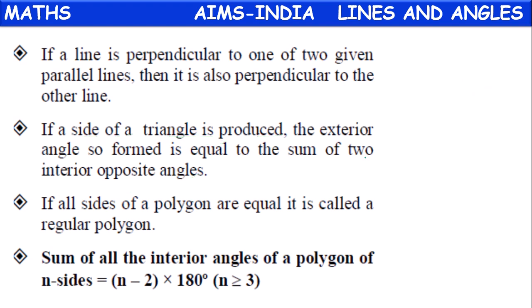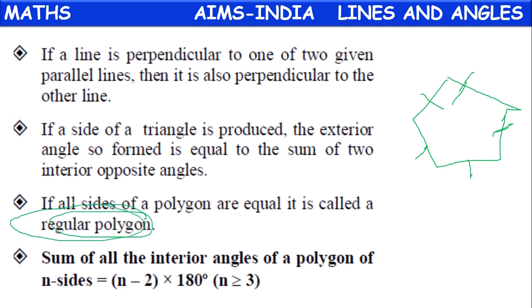So, one exterior angle equals the sum of the opposite interior angles. Next, a polygon means a figure having many sides. If all sides of a polygon are equal, then it is called a regular polygon.